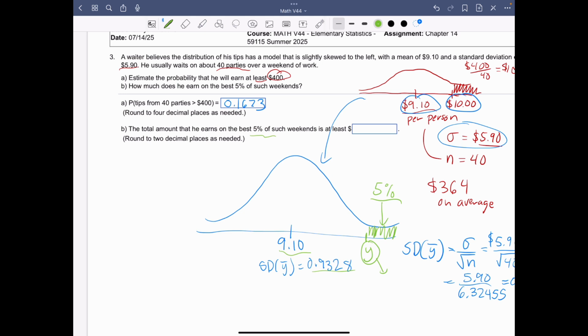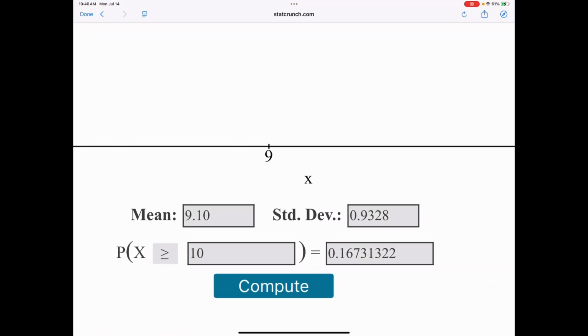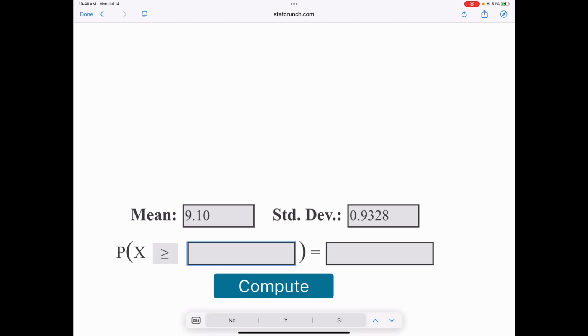Since 5% is less, right, our answer to part A was about 16% if you converted it to a percentage, we know that the answer is going to be bigger than $10. So it's less likely they're going to get this tip. Let's go ahead and punch those numbers into StatCrunch, and we can get our answer right from there. Our mean doesn't change. Our standard deviation doesn't change. The probability that I earn more than what dollars, I don't know. But luckily, I can type in the probability right here on the right, and that's going to be 5% or 0.05. Hit compute, and my answer should show up.